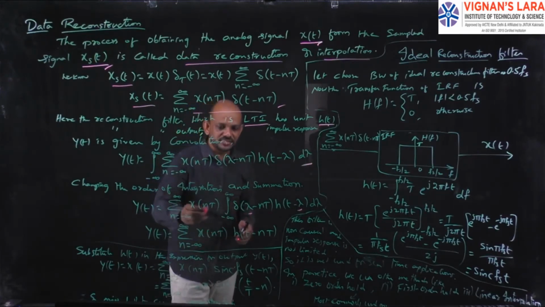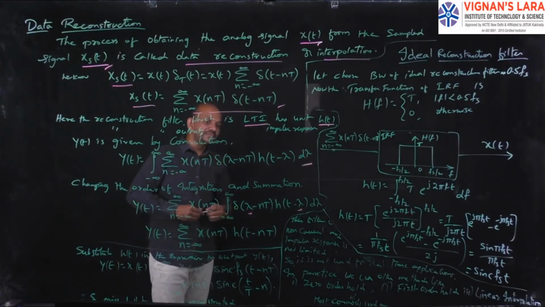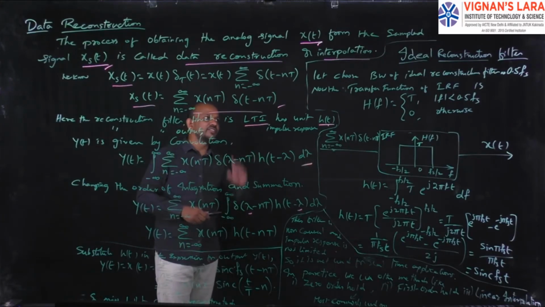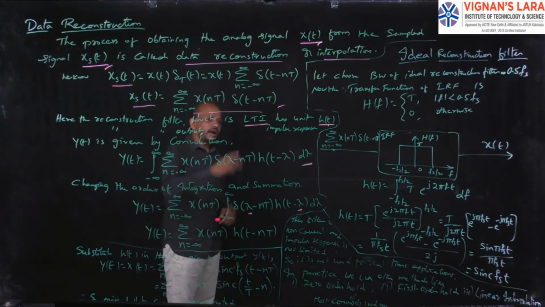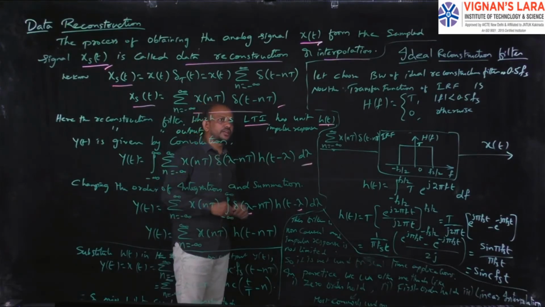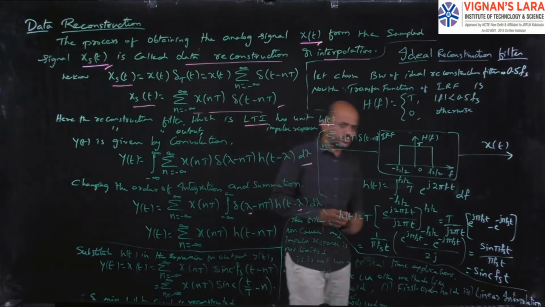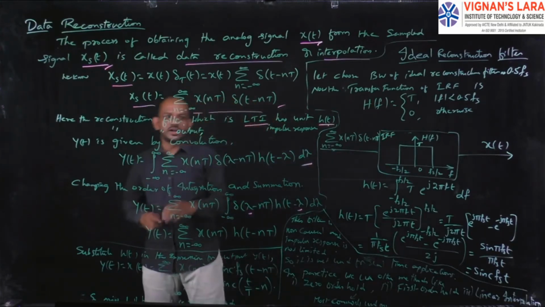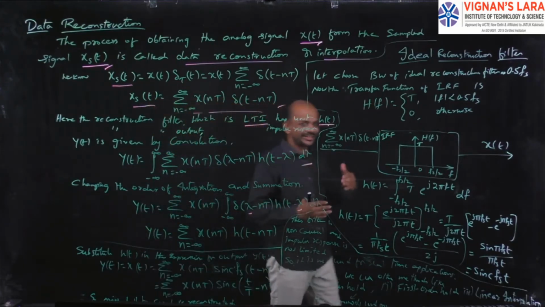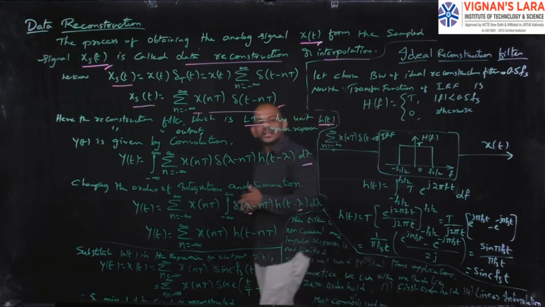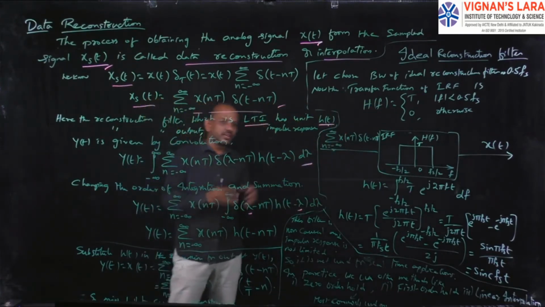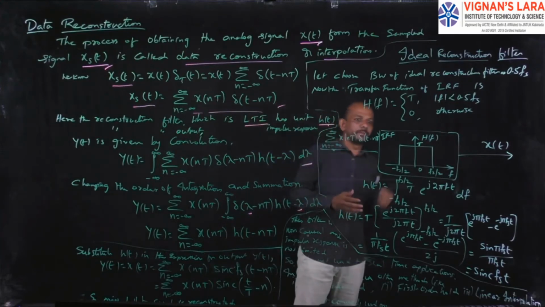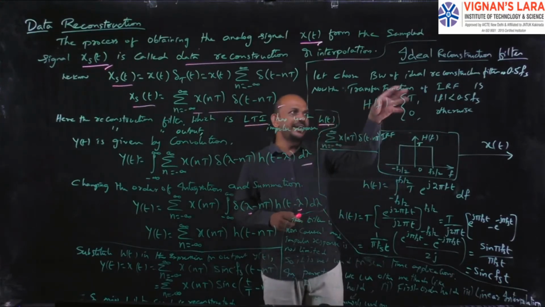From this we will see how to get the signal x of t. That is done by using an ideal reconstruction filter. Here we have to choose the sampling frequency fs greater than 2 fm, that is twice the maximum or highest frequency component of the message signal. Then only I can get the reconstructed signal. We all know that. So based on all those assumptions, I am choosing an ideal reconstruction filter.